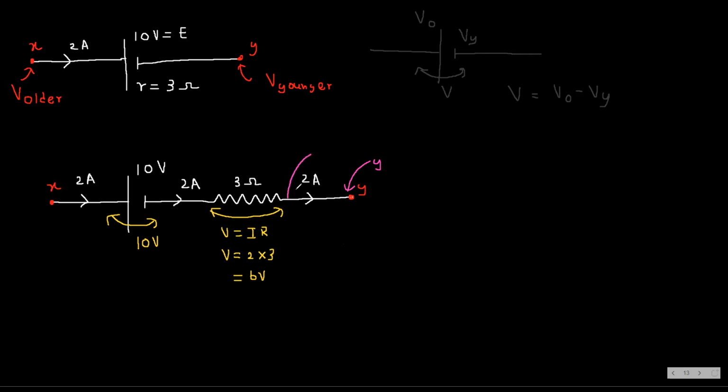Now what is the age of this younger one? If the age of the younger one is Y and the age difference is 6, what is the age of the older one using Y? It's Y plus 6.